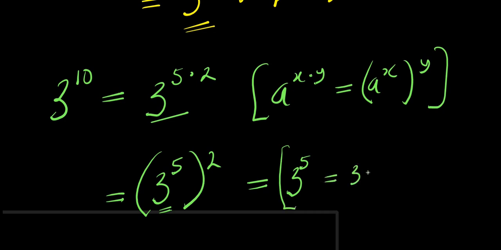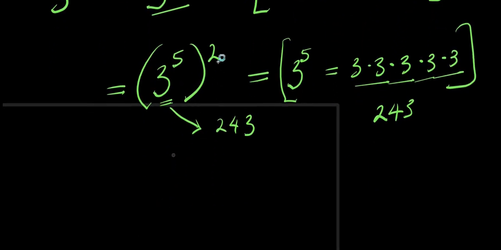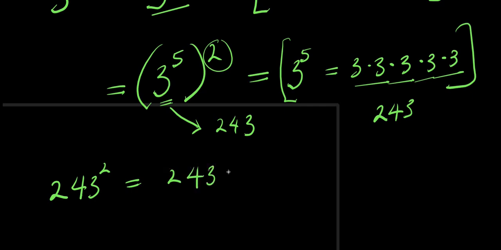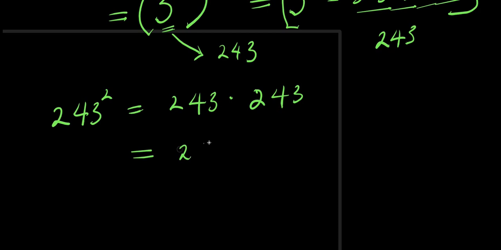This equals 3 times 3 times 3 times 3 times 3. 3 times 3 is 9. 9 times 3 is 27, times 3 is 81, times 3. This is 243. So this is 243. So we need to raise it to the power of 2. So we have 243 to the power of 2 equals 243 times 243. And from here, we can multiply it out. We can have it as 243 times 243.